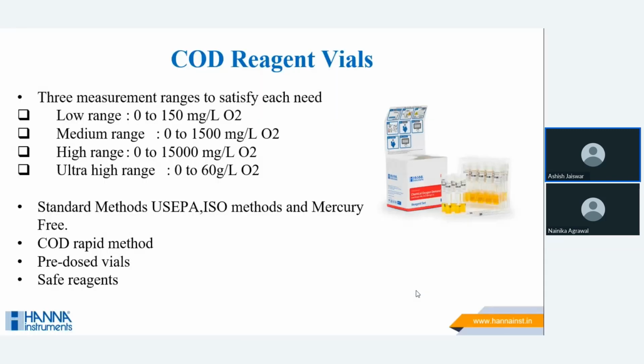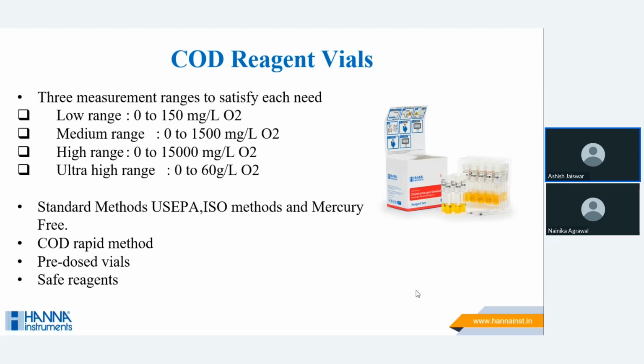COD reagent vials basically have four measurement ranges to satisfy each need. Low range is 0 to 150 milligram per liter oxygen, and second is medium range, 0 to 1500 milligram per liter, and third is high range, 0 to 15,000 milligram per liter. Fourth is ultra high range, 0 to 60 gram per liter, like 60,000 ppm.